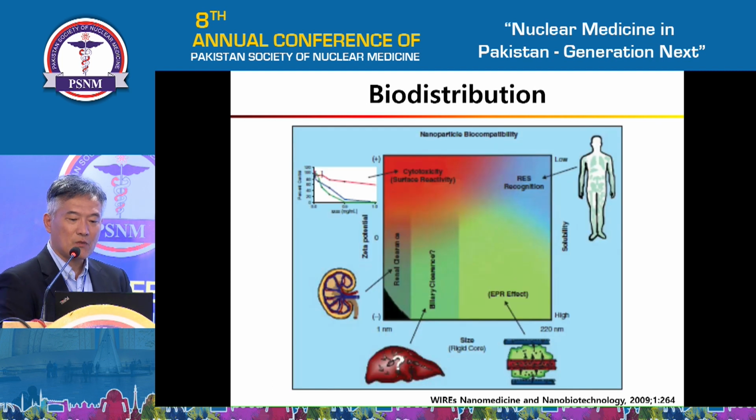In the year 2009, it was already shown that the size of the nanomaterials can differentiate the biodistribution. So up to 100 nanometer can be engulfed by the corpuscle in the liver, and less than 5 nanometer are excreted via the kidney excretion. And also positively charged nanoparticle can be harmful for a cell, and can possess cell toxicity.